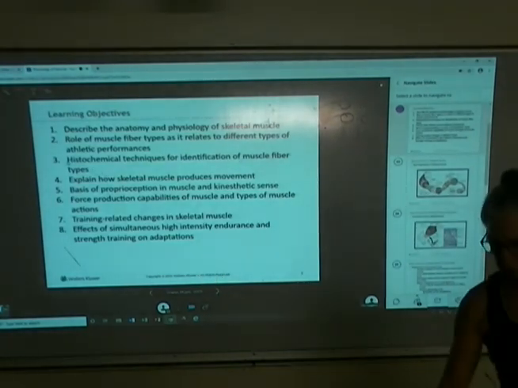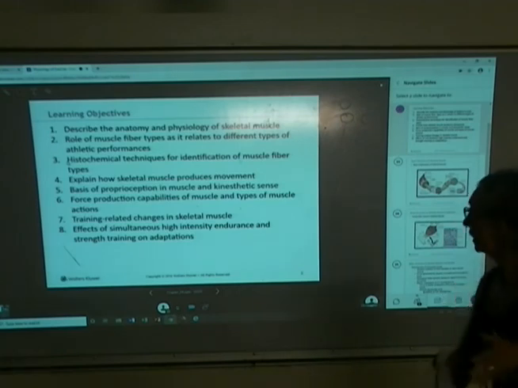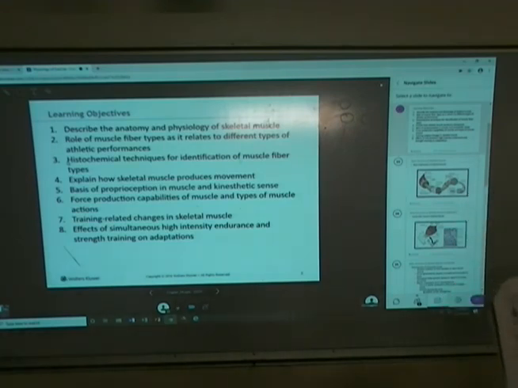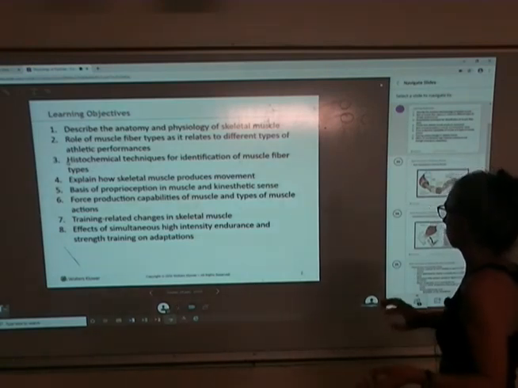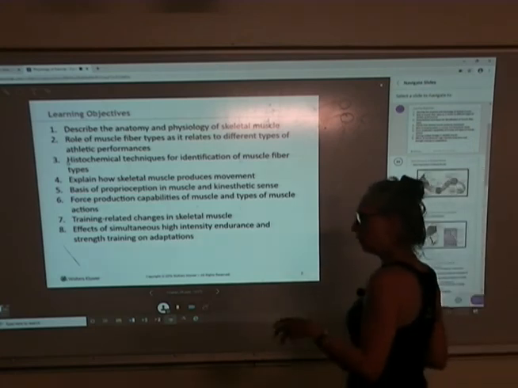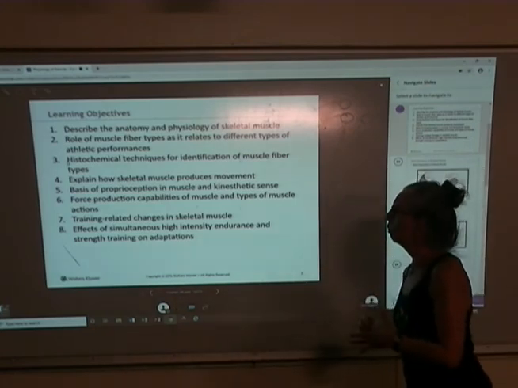So every semester I forget to take this out. That point number 3, the histochemical techniques, ignore that, scratch it out, okay? You do not need to review any of that information for the exam. That's way outside our area of need, okay?